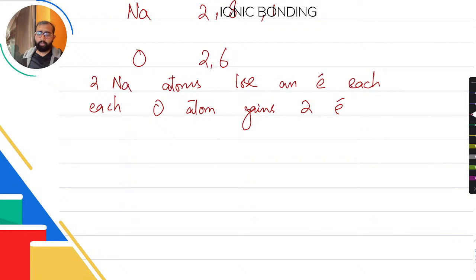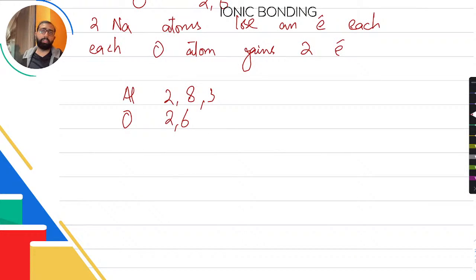For example, if I told you about aluminum and oxygen, then aluminum is 2,8,3 and oxygen is 2,6. It might be difficult to understand that, wait a minute, how many is aluminum losing? It's losing 3. How many is oxygen gaining? It's gaining 2. So what exactly is the balance? How do they figure it out? How many of aluminum do I need and how many of oxygen do I need?